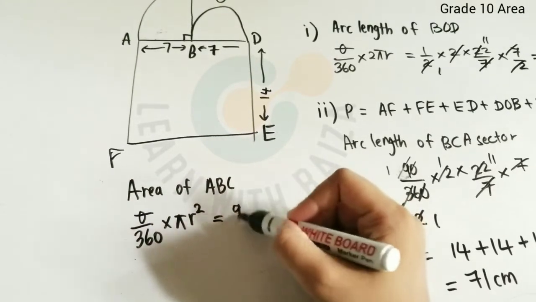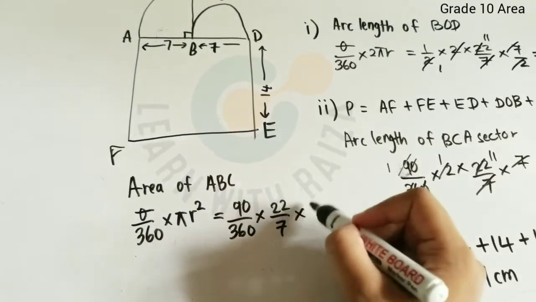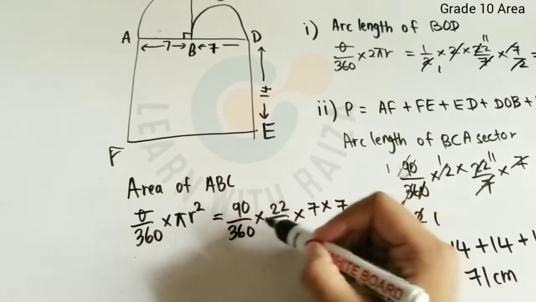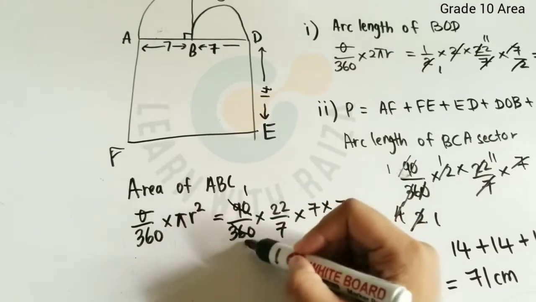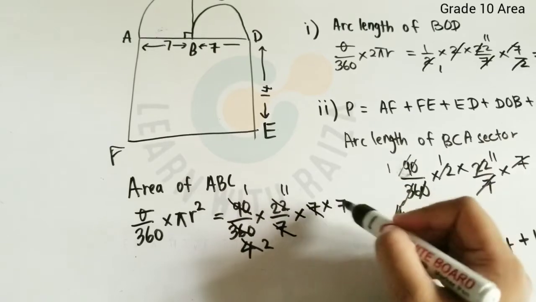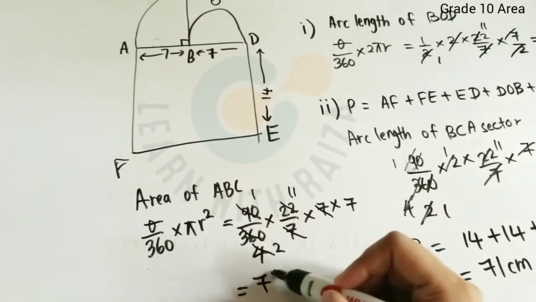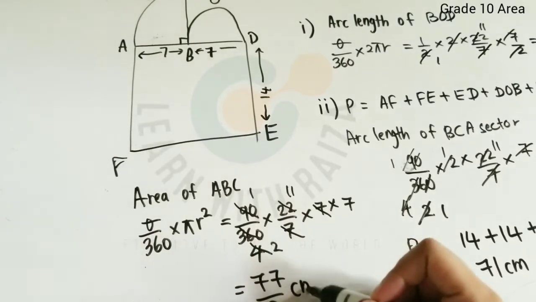So here you can take 90 upon 360 into 22 upon 7 into 7 into 7. Now I can solve this. Here you get 1 upon 4, 7 cancel, 2 and 11 comes here. So 11 into 7, 77. So you are getting here final answer for area of sector ABC, 77 upon 2 square centimeter.